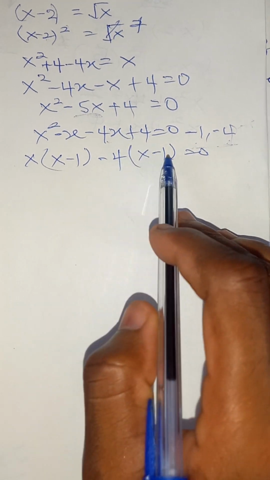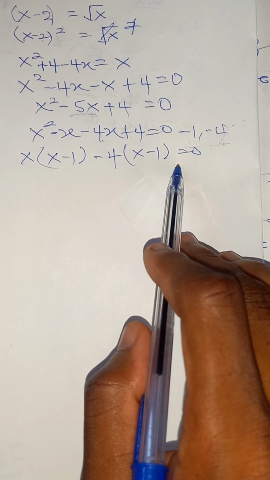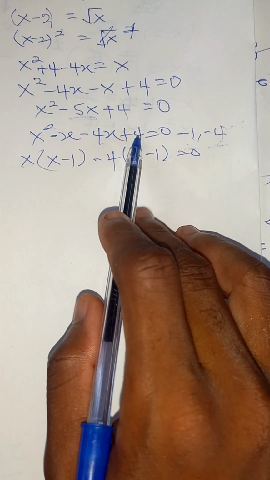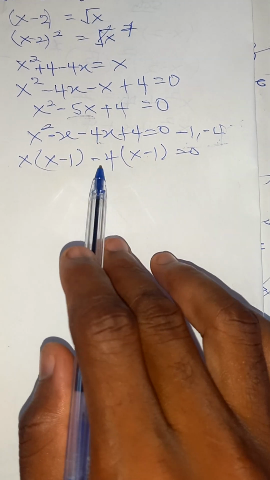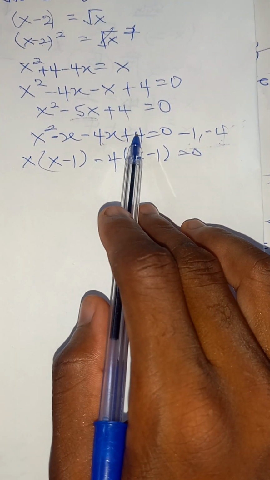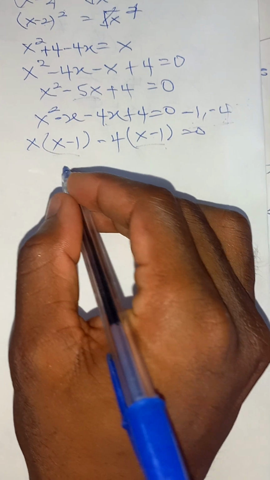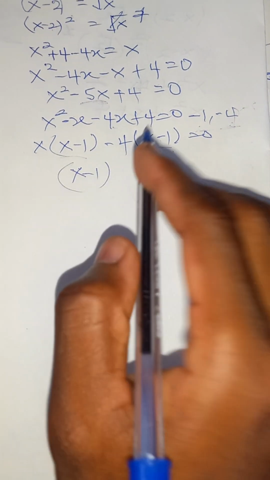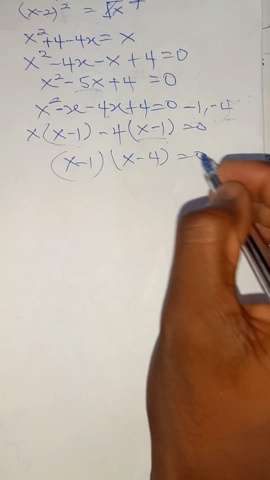Don't be confused. Don't say, why is it that this is positive and here I have negative? Remember, if I want to distribute the negative 4 across the bracket, I will get back my positive 4. That is negative 4 times x will give me negative 4x. And negative 4 times negative 1 will give me positive 4. Great. This and this are common. I have x minus 1, x minus 1. So factorizing out, I'll have x minus 1. Then I'm left with x minus 4, also in a bracket, x minus 4 is equal to 0.